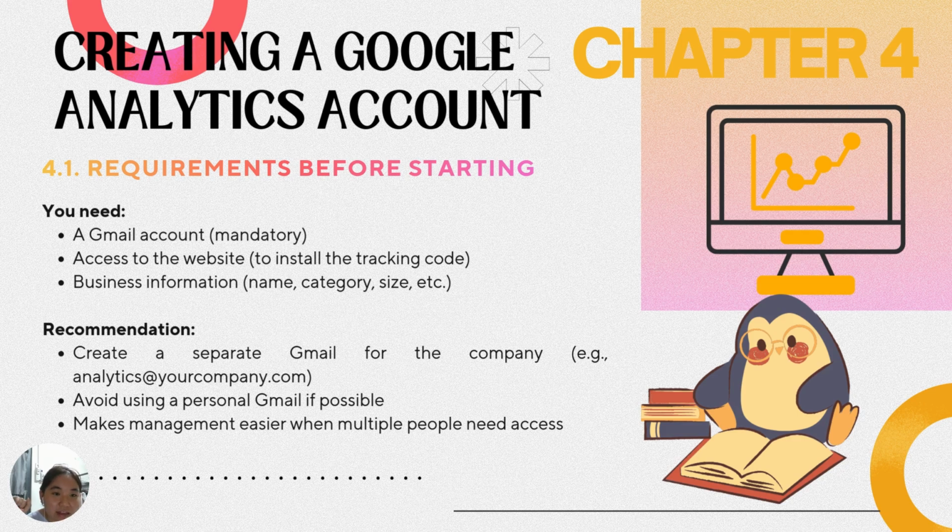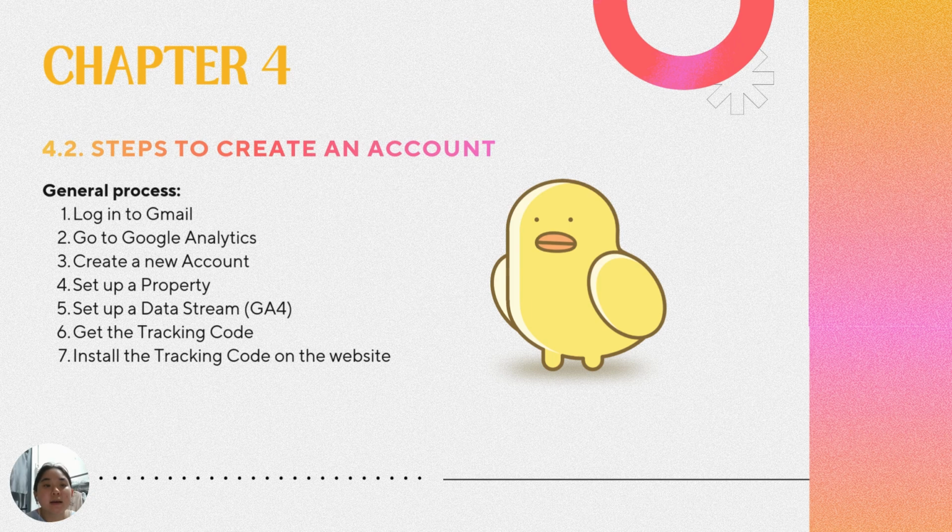The recommendation is to create a separate Gmail for the company, like analytics@yourcompany.com. Avoid using a personal Gmail if possible; it makes management easier when multiple people need access. The steps to create an account include: log into the email, go to Google Analytics, create a new account, set up a property, set up a data stream, get the tracking code, and install the tracking code on the website.